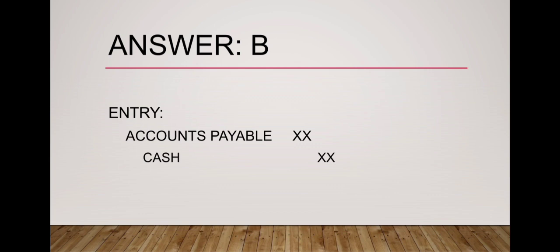The answer to question number 5 is letter B, since the correct entry is to debit accounts payable and to credit cash. Since the settlement of an obligation releases the business from the burden of the obligation, the accounts payable account is deducted. Therefore, the accounts payable is debited. And we credit cash because the settlement of accounts payable requires an outflow of cash from the business. Therefore, the cash account is credited.